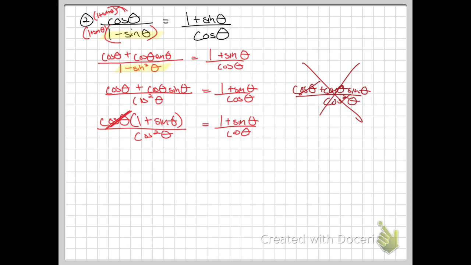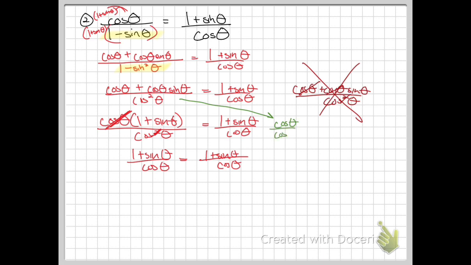Then a single cosine crosses out with a single cosine. We only divide one thing. So then you are left with 1 plus sine theta over cosine theta, which was our goal. The other legal option that some of you did from this step was split it into two fractions.